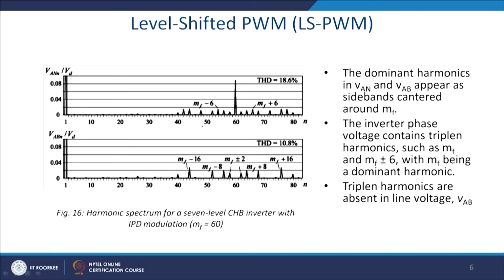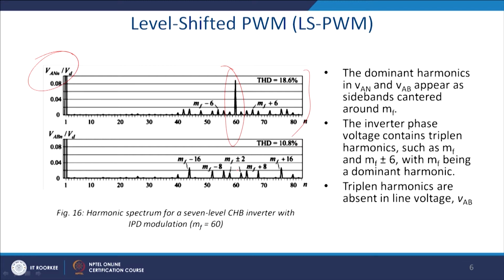The ratio we assume is 60, and for this reason we can see that this is the phase voltage versus Vd, and you have a fundamental, apart from that you have a 60th harmonic, and thereafter MF plus 6 and MF minus 6 and so on, and ultimately you get around 18% THD.